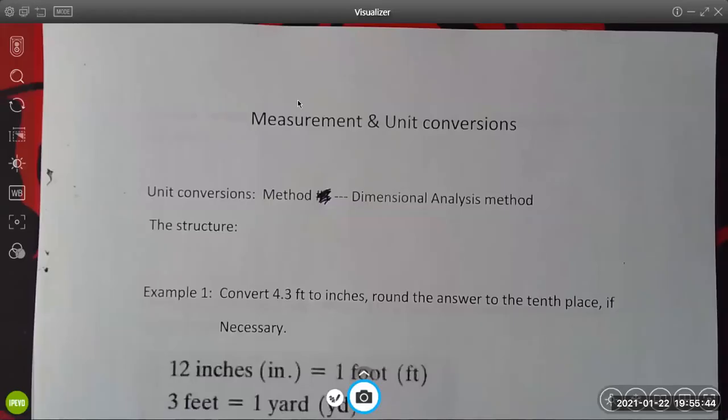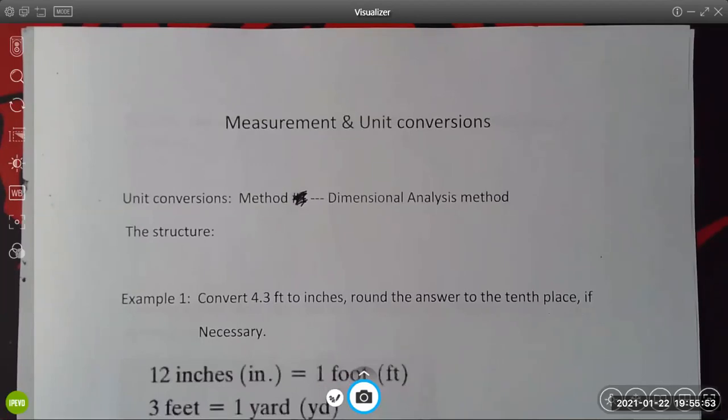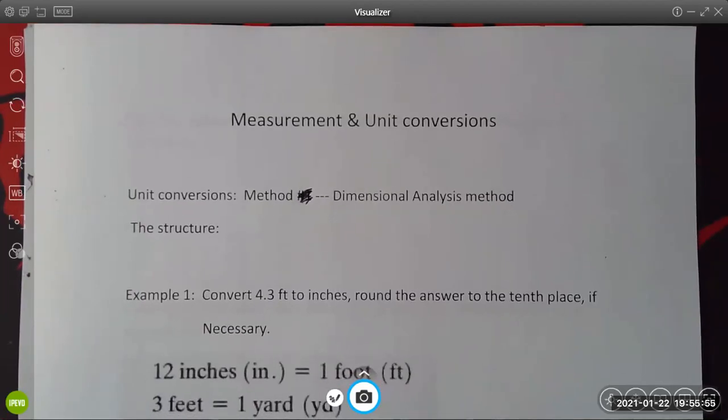Hi everyone. In this video, we are going to look at how to do unit conversions. So let's get started. Basically, unit conversion is something everybody needs to know how to do, especially if your major is in engineering or a scientific field. This is something there's no way to avoid, basically.